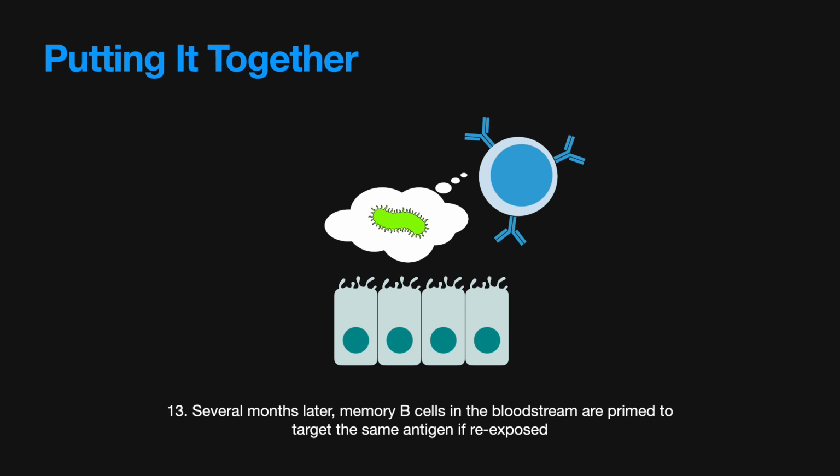Finally, back in the lymph node, there is also going to be production of memory B cells that are going to be released into the bloodstream. These cells are primed to target the same antigen if the body is re-exposed to that original pathogen.